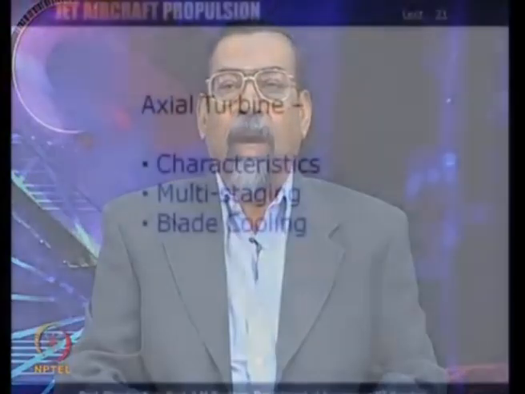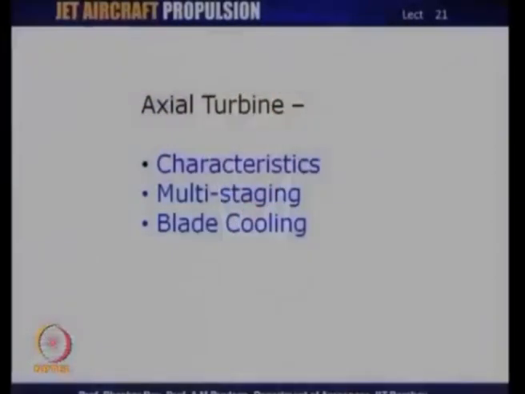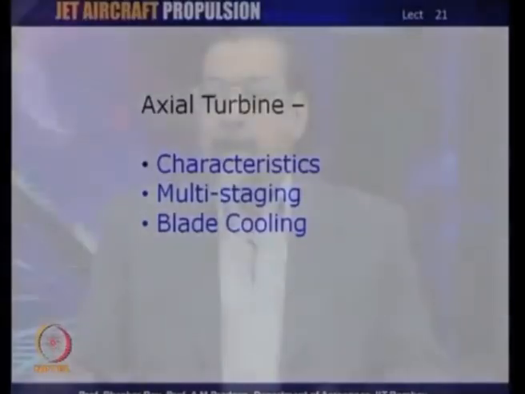So, let us take a look at some of these issues related to axial flow turbines, specifically as used in aircraft engines. As I mentioned, today we will be taking a look at three things: the characteristics, the multi-staging of the turbines, and the blade cooling technology used in modern aircraft engines. Let us start with the characteristics of axial flow turbines.